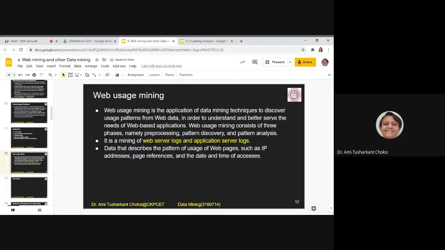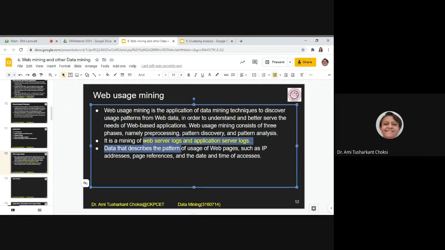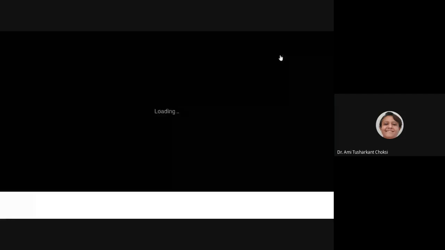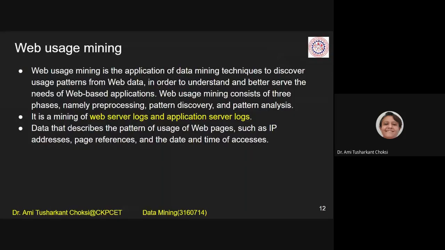We have started with web usage mining, right? And what we said, that from the web server logs and the application server logs, what we get is the IP address, page references, date and time of accesses, right? This we get, and from that we do the data mining.